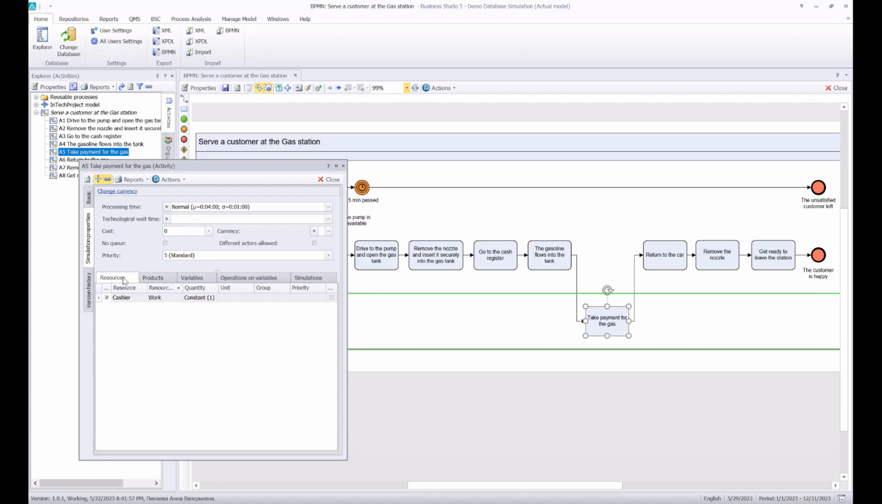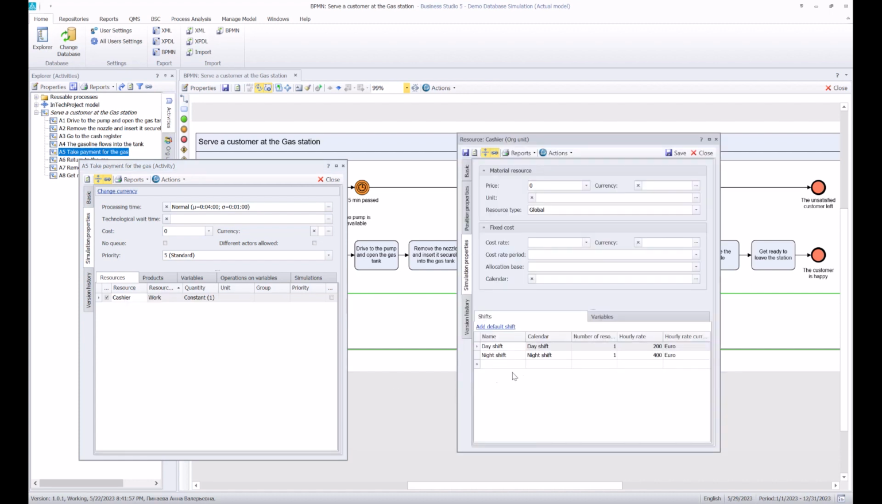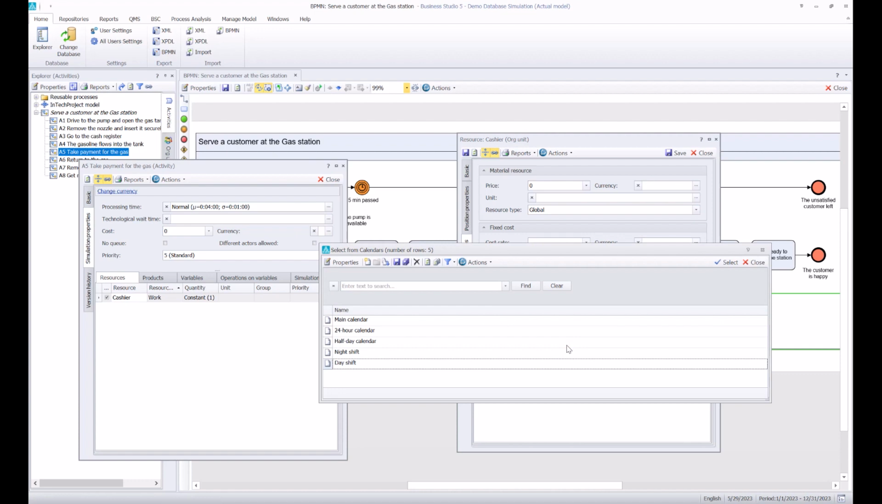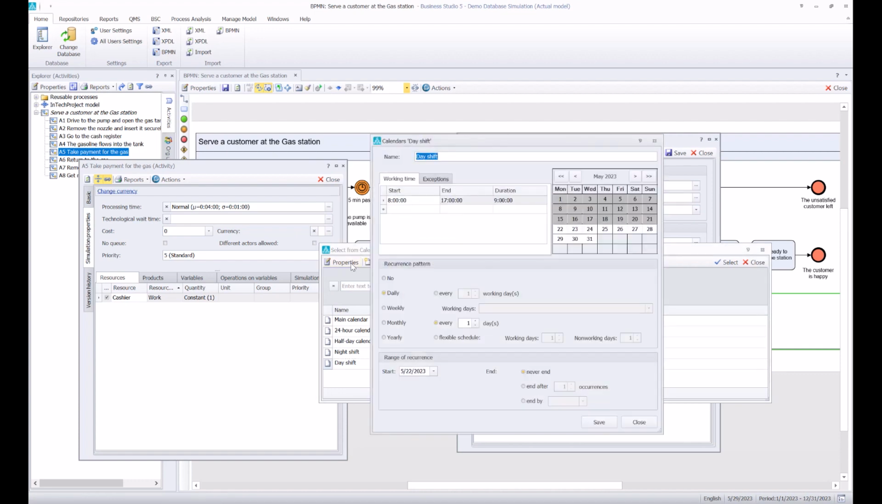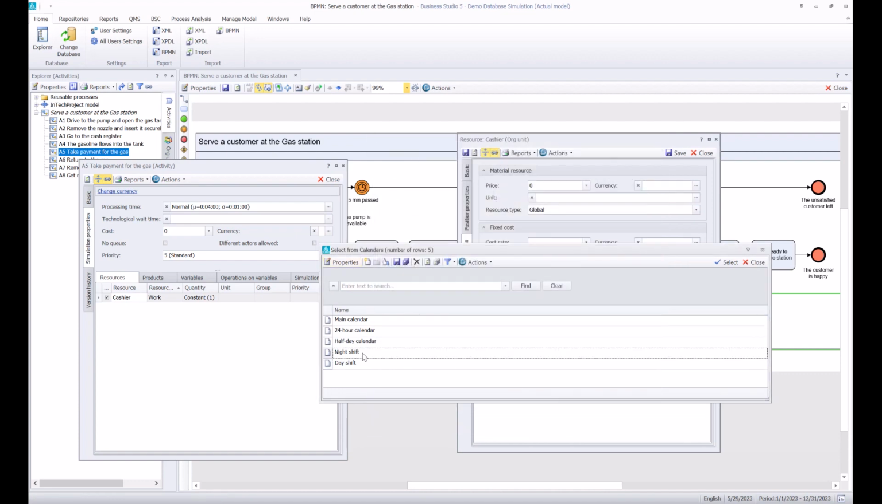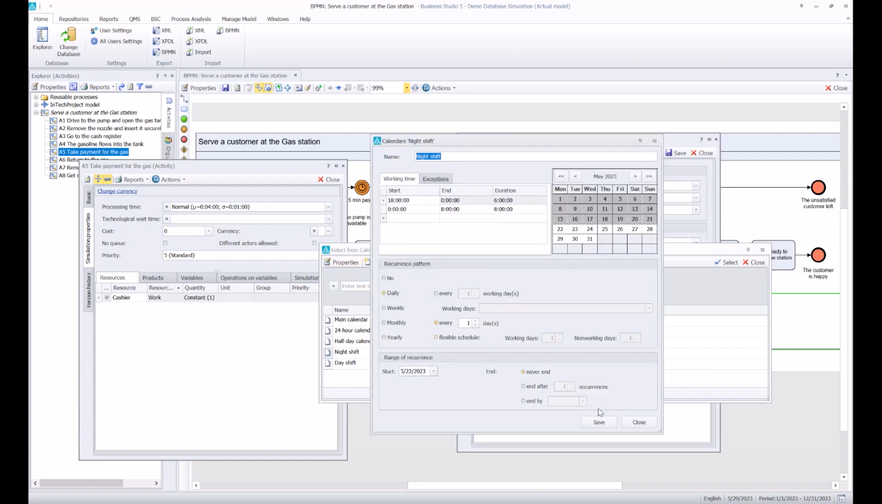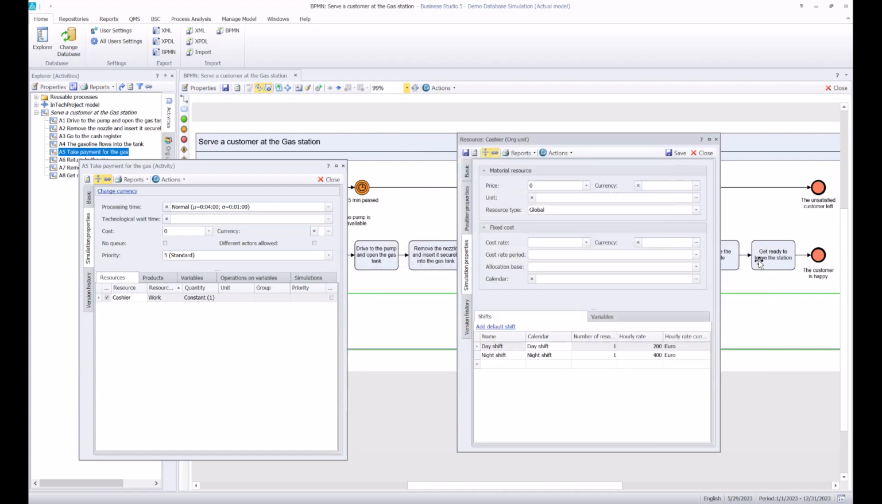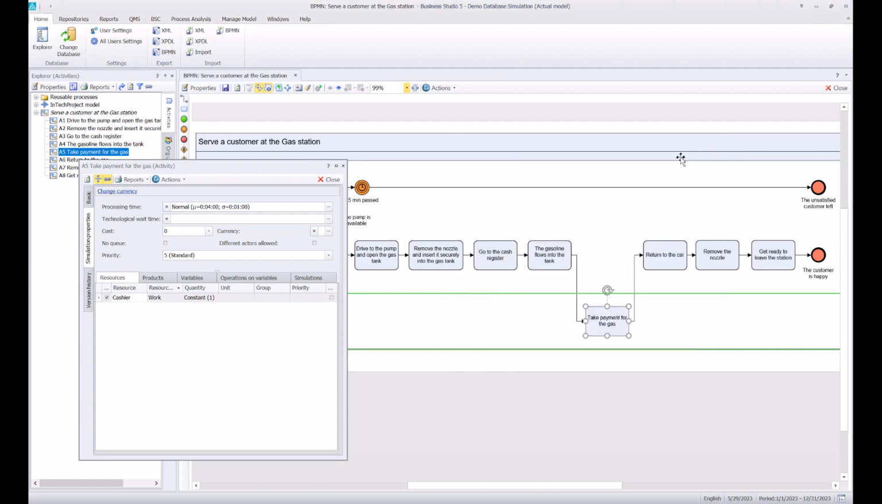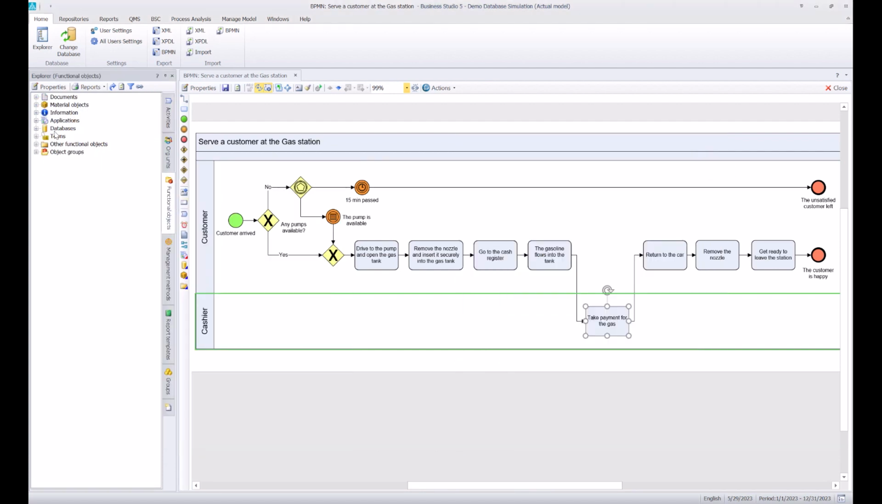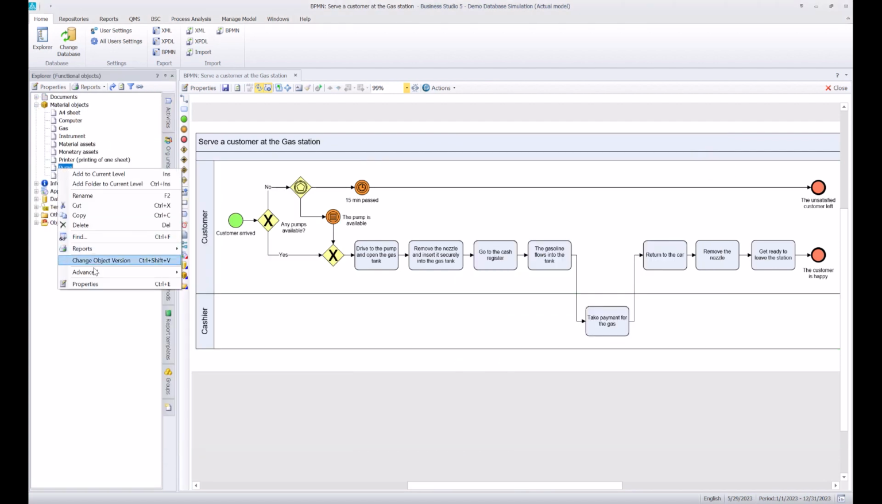Let's analyze the take payment for the gas step as an example. To perform this step, the cashier resource is needed. The cashier resource has its own properties. Let's assume that you've got two people, one for the day shift and the other one for the night shift, and we set up the corresponding calendars. Let's also assume that your gas station has 4 pumps.